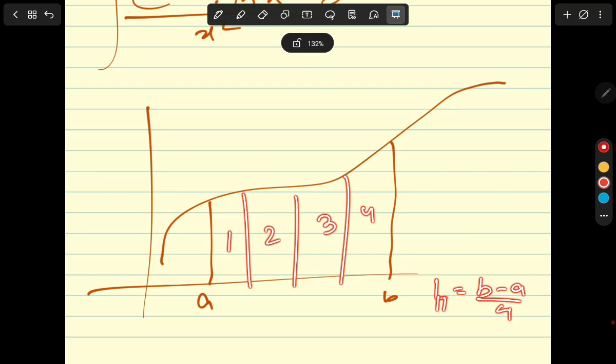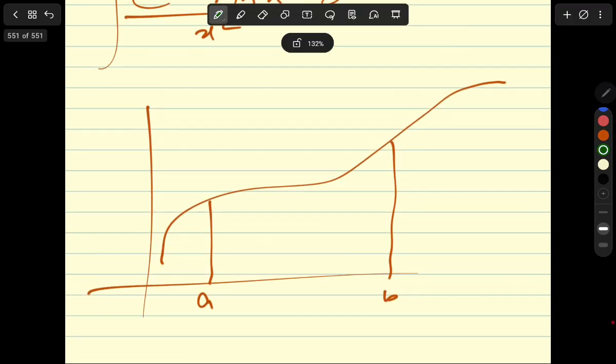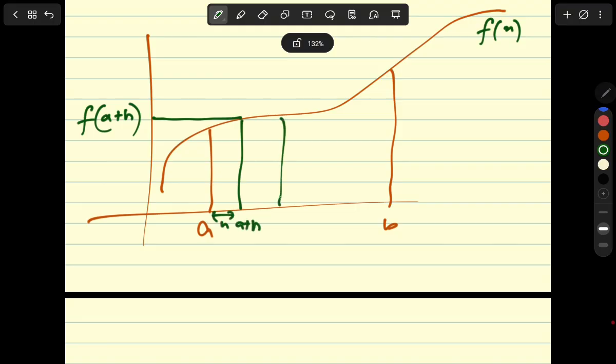Now I want you guys to draw it as well in order to anchor this concept or solidify it in your heads. So you will see something. Let's say that this function is f of x. You will see that this value is going to be equal to f of a plus h. If this is a and this is h, so this is going to be a plus h. This is going to be a plus 2h.